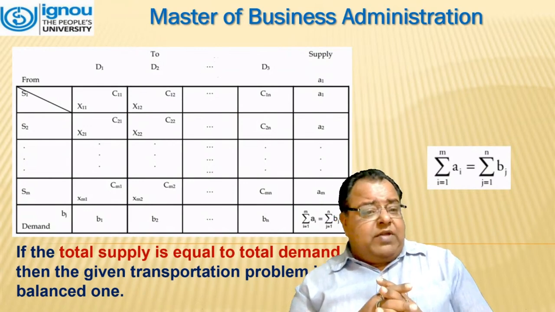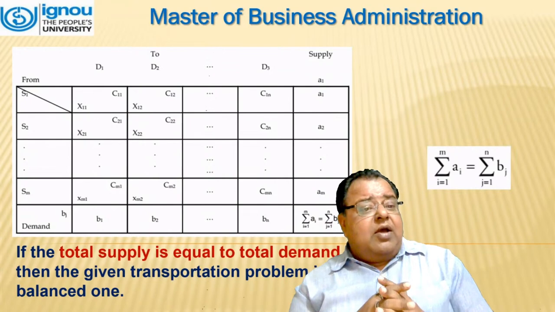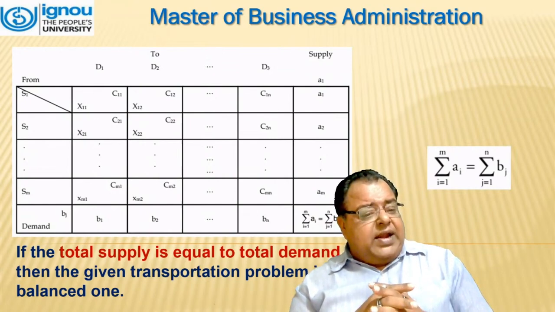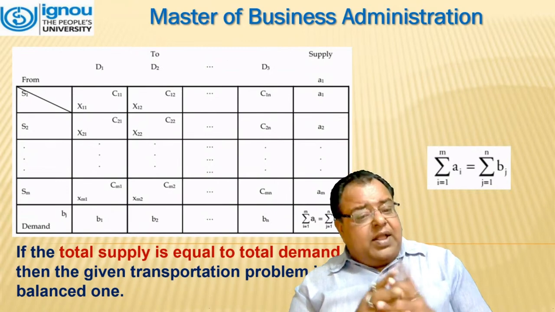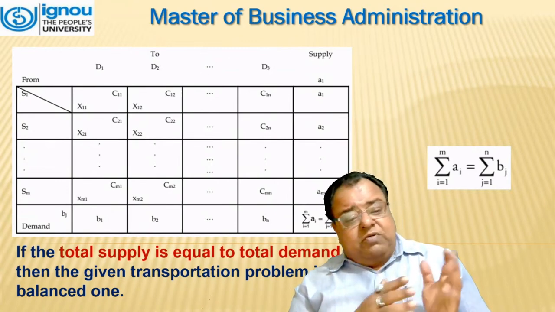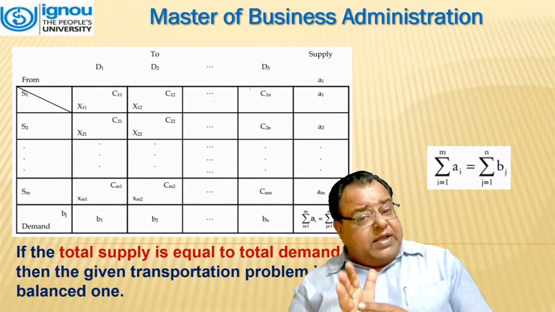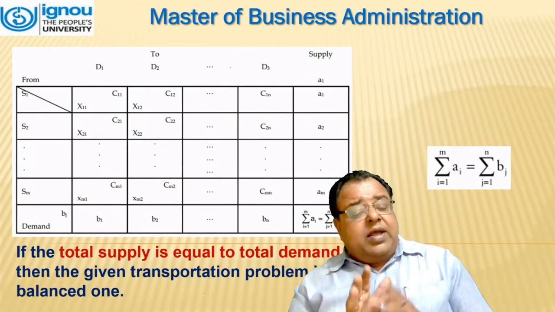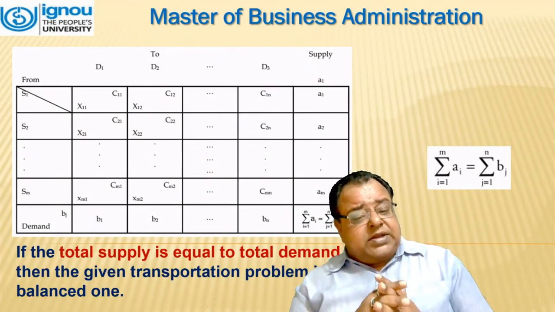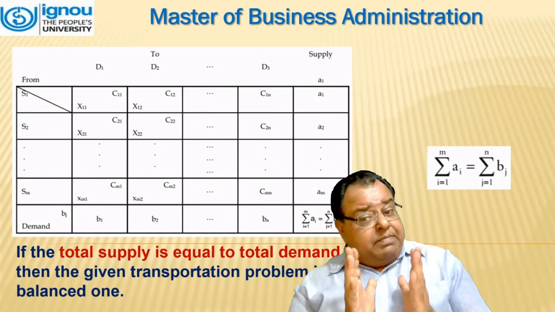What we will be doing is adding all the values of column 1, that is D1, which will be B1, D2, which will be B2. When we add all these along with the supply, that is A1, A2 till Am, numerically these values are equal. If the total supply is equal to total demand, then the given transportation problem is a balanced one.